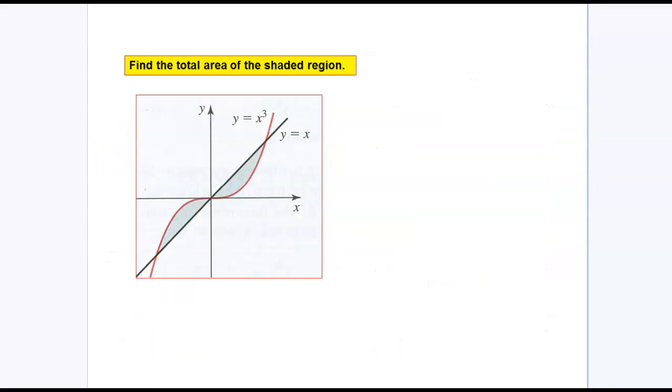Okay, if we're asked to find the total area of this shaded region, again, we need to find the intersection points. To find the intersection points, we can do this algebraically. I'm going to equate x cubed to x, because they both equal y. Now, one of the things students like to do at this point is divide both sides by x, but you can never divide by a variable because you're going to lose one of your solutions.